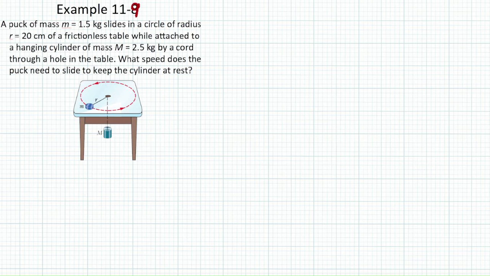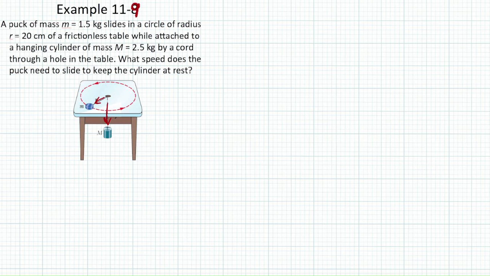Welcome back, everyone. This is example 11.9 in your notes, and this is uniform circular motion, and we're going through a couple examples right here. This one's kind of cool because we have an object being spun around in a circle, and a centripetal force being created on that object. In this case, it's a puck, and it's being balanced out by the force of tension of an object that's being pulled towards the center.